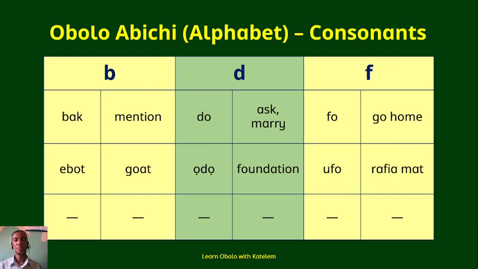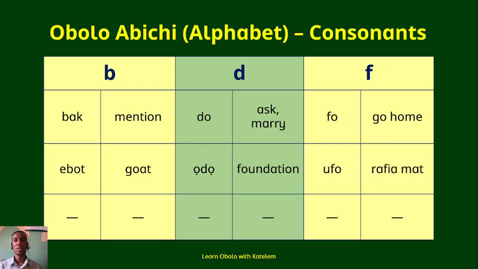Then the next consonant is D, as in do. Do means to ask a question, to ask your whereabouts, to ask directions. Then do also means to marry a wife. Then you have the letter D in Odo, which means foundation, also the base of something. But you cannot have the D at the end of a word, so I put the dash there.